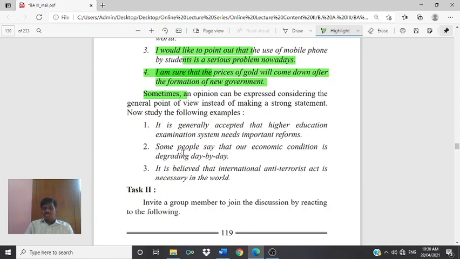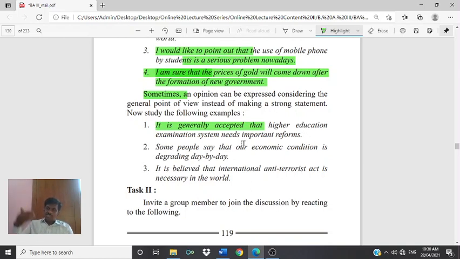It is generally accepted that higher education examination system needs important reforms. It is not my opinion, but it is generally accepted. Anybody can modify this statement. A few group members may agree with it, or a few may not. But you are in a safer position, because you are not saying that you are very confident about the statement that higher education examination system needs important reforms.